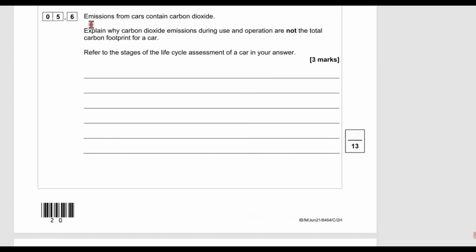5.6: Emissions from cars contain carbon dioxide. Explain why carbon dioxide emissions during use, so when you're driving the car, and operation, are not the total carbon footprint of the car.